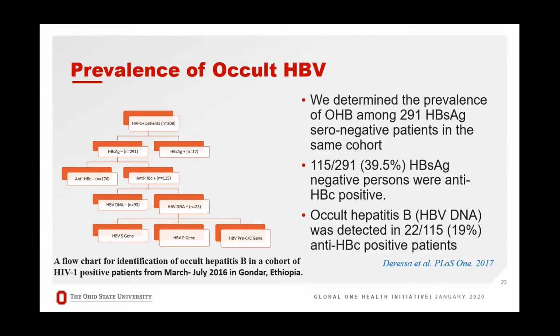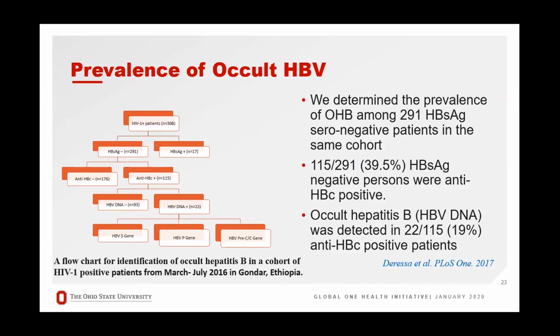patients, and we considered the hepatitis B virus surface antigen negative group, and we screened them for anti-hepatitis B virus core first, and we found 115 being positive for anti-hepatitis B core. And from this, when we did PCR for hepatitis B virus DNA, we found 22 patients being positive for hepatitis B virus DNA. And further, we did sequencing for the S gene, P gene, and core and pre-core gene to identify reactivation mutations and drug resistance mutations, as well as risk markers for hepatocellular carcinoma.